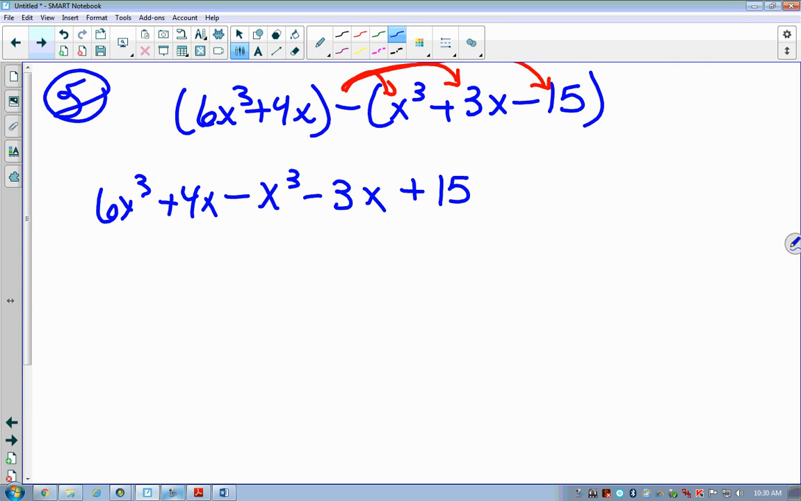Okay, so we said 6x cubed minus x cubed, which is what? Good. 5x cubed. 4x minus 3x is? Okay. Plus positive x. And what? Add 15. Okay?